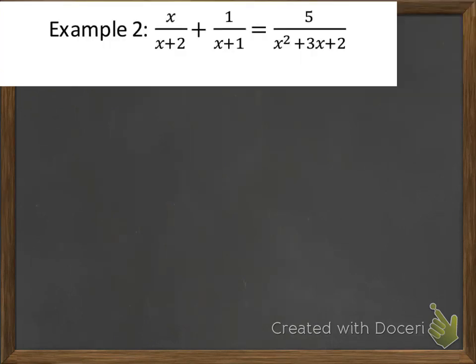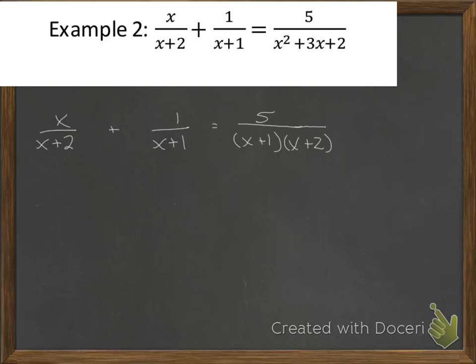So let's look at this next example. This is more typical of what you're actually going to see in this course, where you have a polynomial in the denominator, not just whole numbers. So the first thing I want to do is factor this quadratic expression over here using the AC method. So I'm just going to rewrite this.